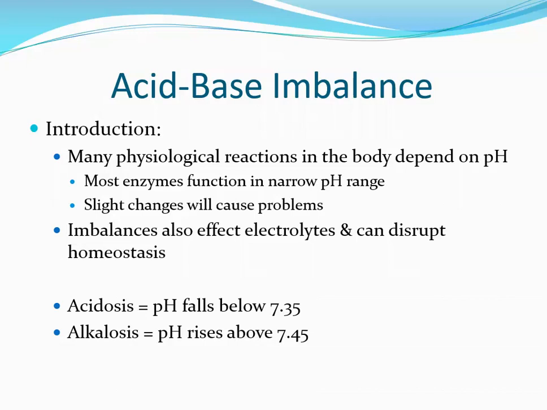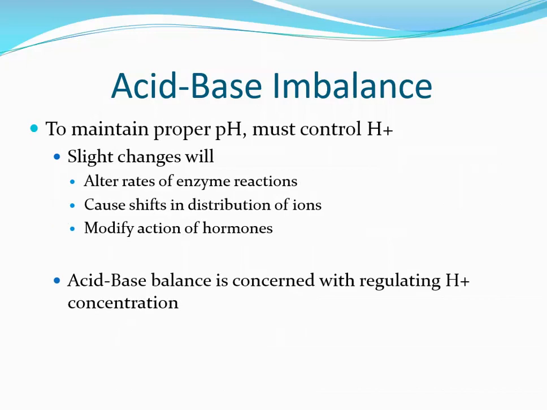Acidosis is considered to be when the pH of the plasma falls below 7.35. Alkalosis is when the pH rises above 7.45. Normal is 7.40. So this is not a very big change in pH, but even these small changes can result in serious problems. To maintain proper pH, one must control the concentration of hydrogen ions.